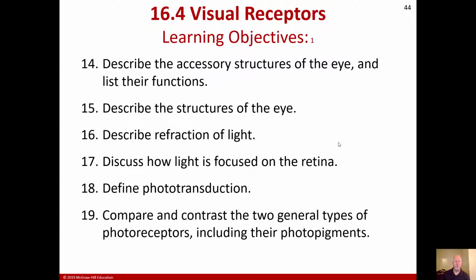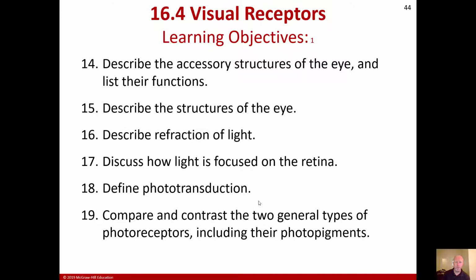Right, we're now in section 4 of chapter 16 on the senses with visual receptors. And learning objectives for this section are to describe the accessory structures of the eye and list their functions, describe the structures of the eye, describe refraction of light, discuss how light is focused on the retina, define phototransduction, and to compare and contrast the two general types of photoreceptors, including their photopigments.